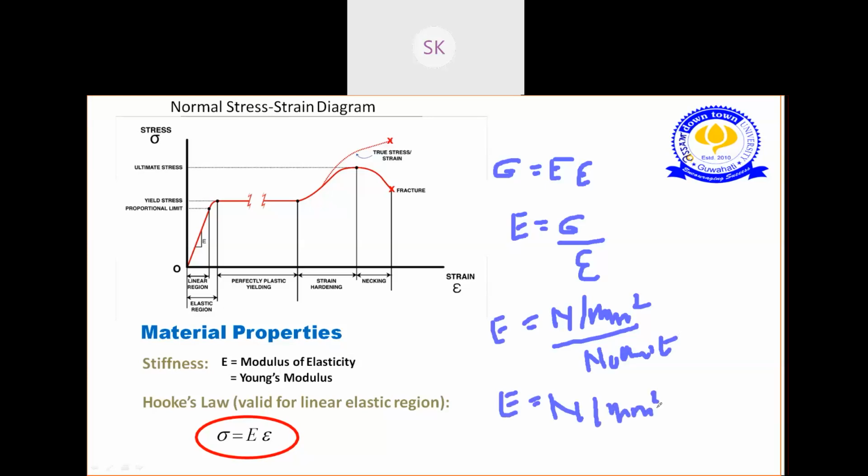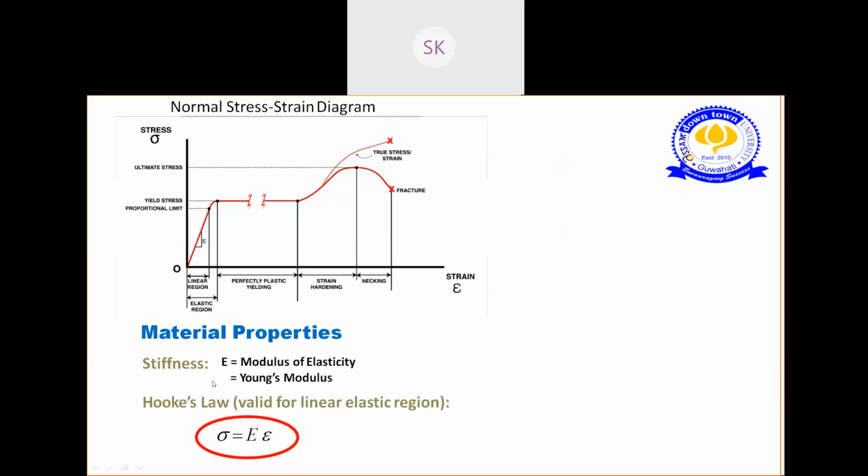So E will have the unit of sigma itself, that is stress, because strain doesn't have any unit, and E is directly proportional. E will have the unit of stress. Clear? So this stiffness part is clear. You find out the E value, and the material which has more E value will be more stiff or hard.